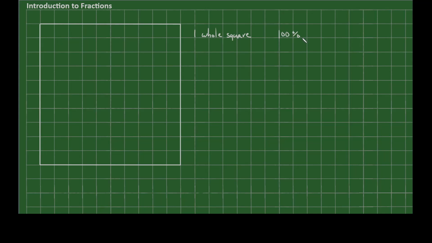To begin with, I'm going to divide this square into two. From a mathematical point of view, I've taken 1 and I've divided it by 2. I can express that as a fraction, and it would be 1/2. If I absolutely insisted, I could express this as a decimal. 1 divided by 2, or 1/2, is the same as 0.5. And if I absolutely insisted on a percentage, well, I could say that 1/2 is 50% of the original square.